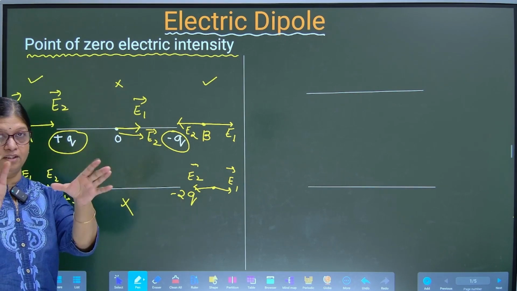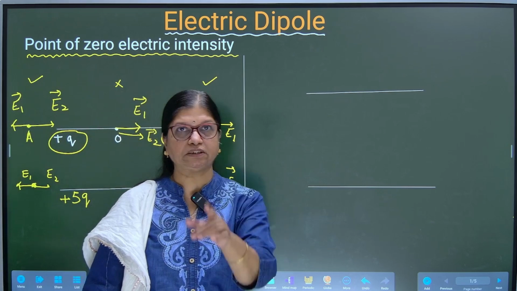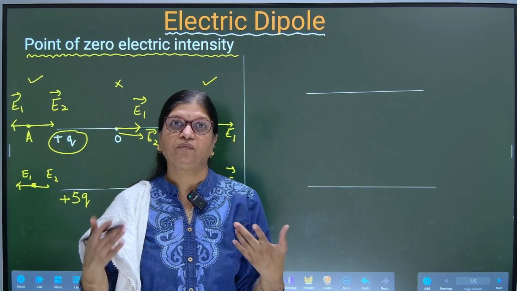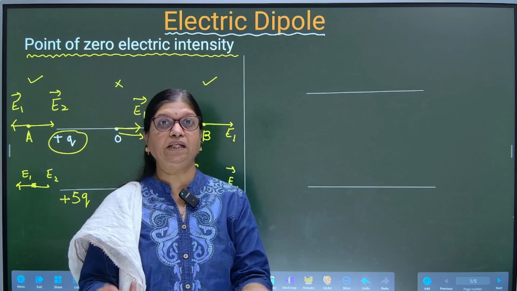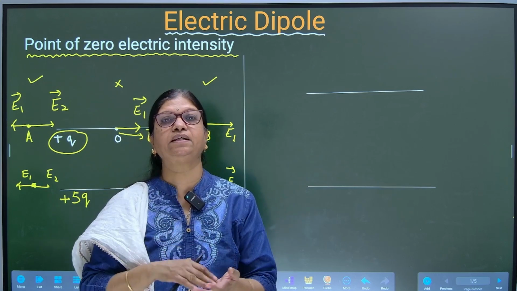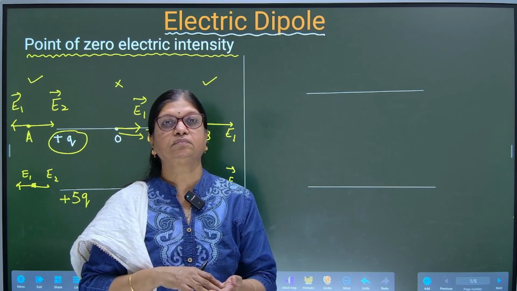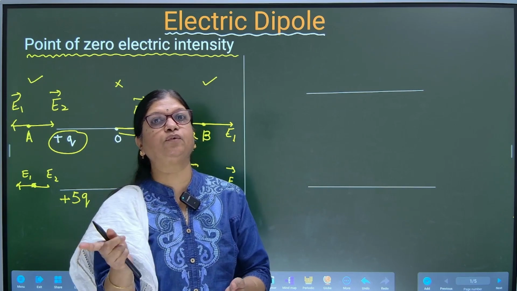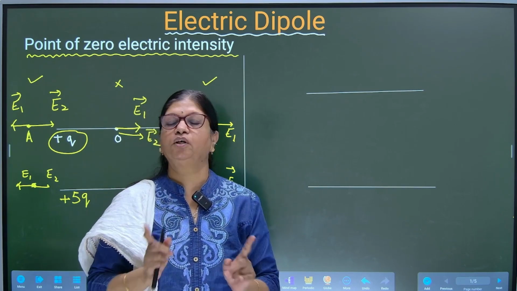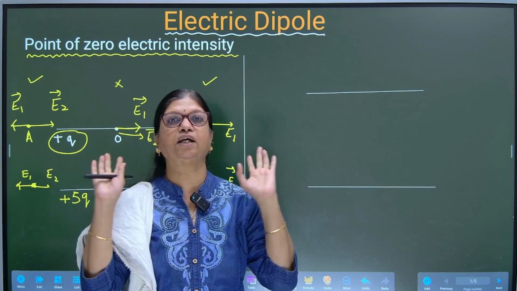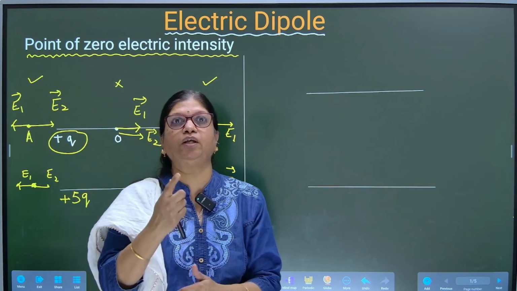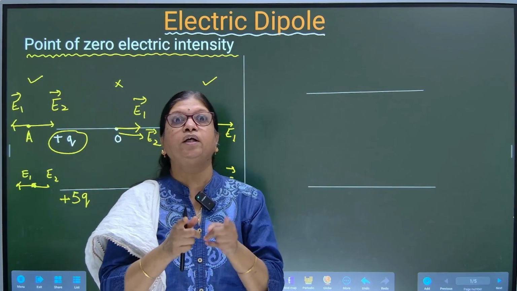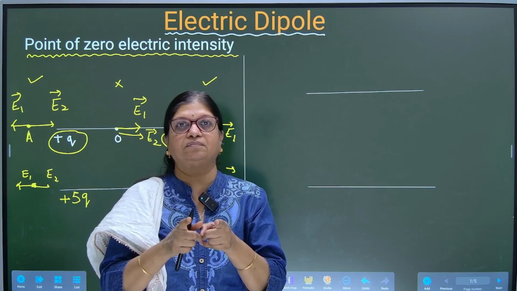So when a numerical is thrown to you, first of all you have to identify whether it is a dipole or not. If yes, then where do I get the intensity zero? Either this side of the dipole or that side of the dipole, not in between the two charges. That should be in your mind. These small tips will be very useful for you when you do the numericals very fast.